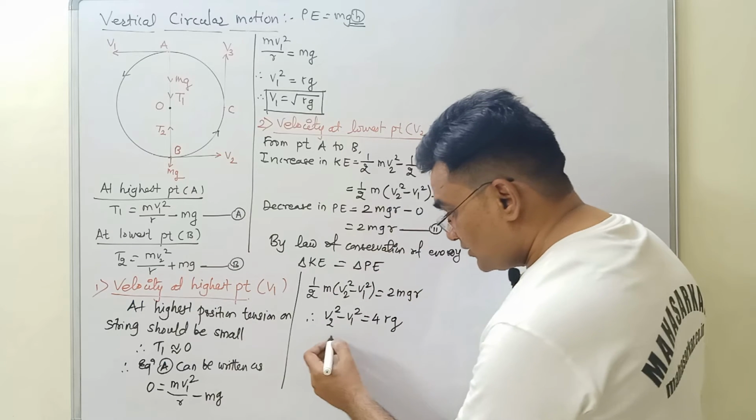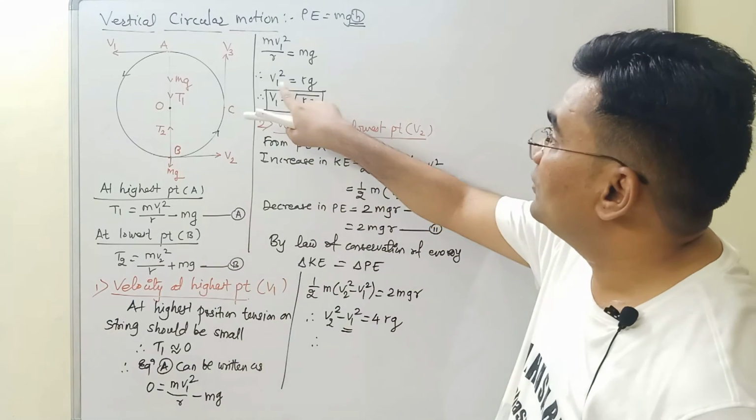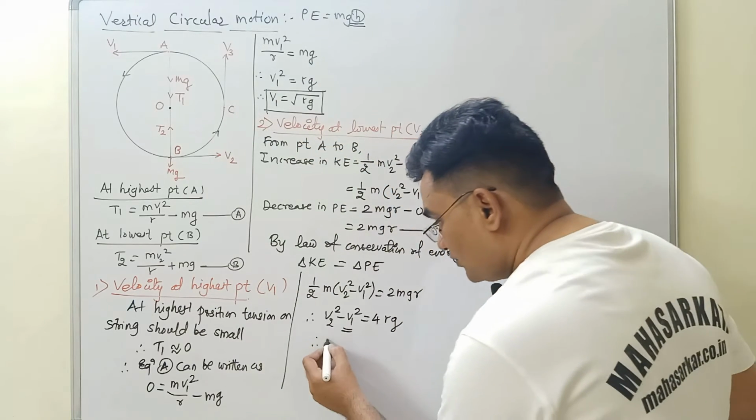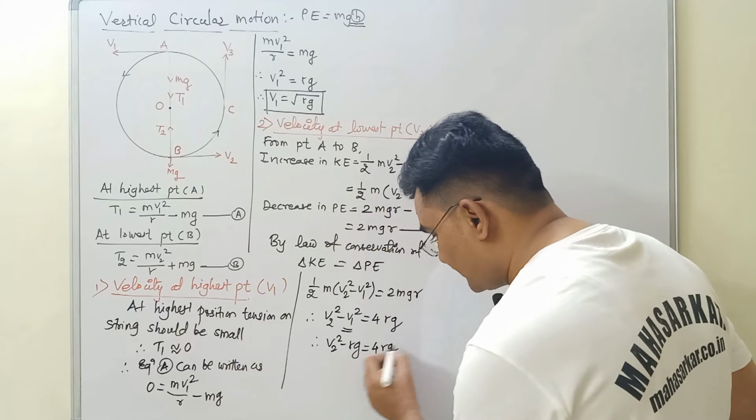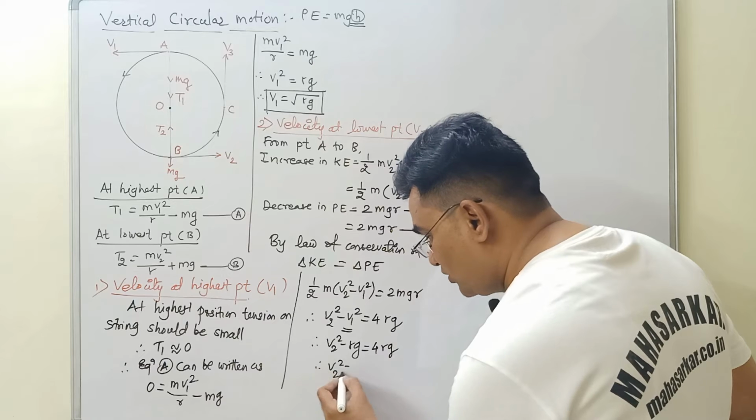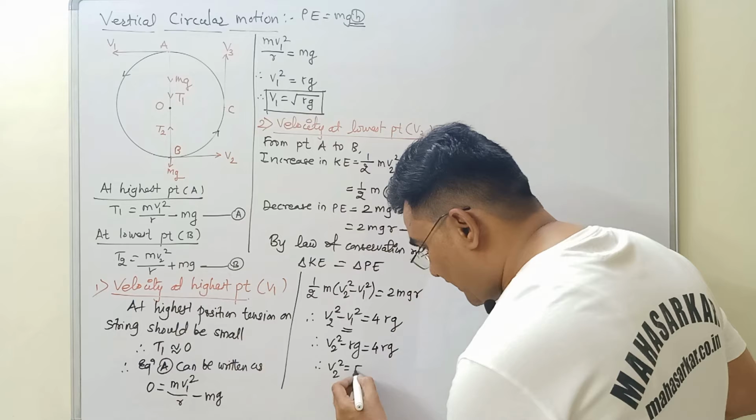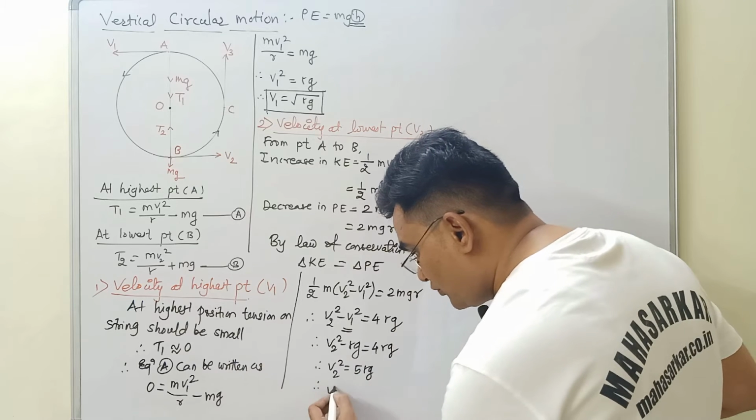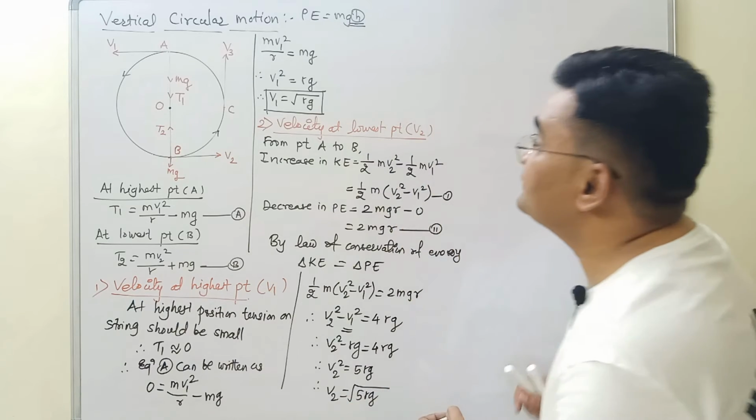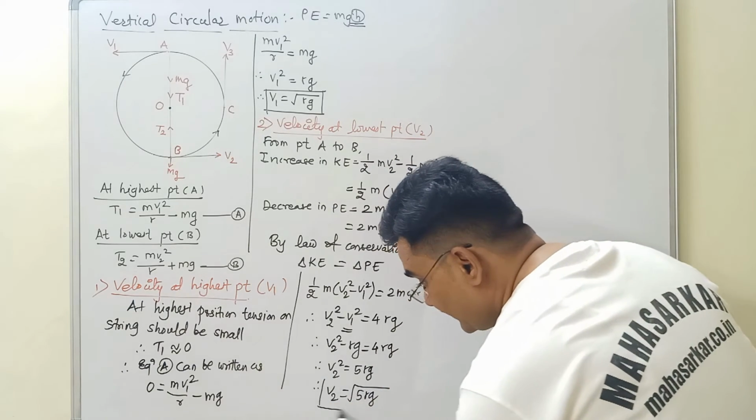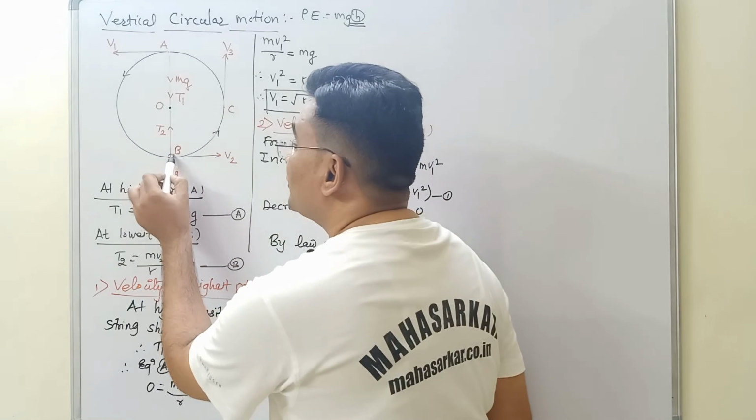Okay. Therefore, we have the value of v1 square. See, v1 square is what? Rg. v2 square minus rg equal to 4rg. Therefore, v2 square equal to minus rg comes here as plus, so it will be 5rg. Therefore, v2 equal to root of 5rg. This is the value of the linear velocity of a particle performing vertical circular motion at the lowest position.